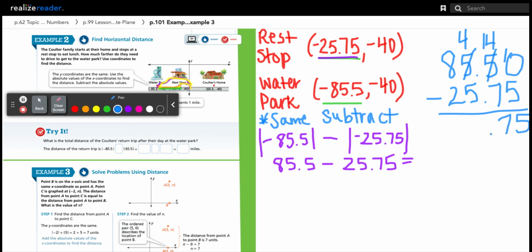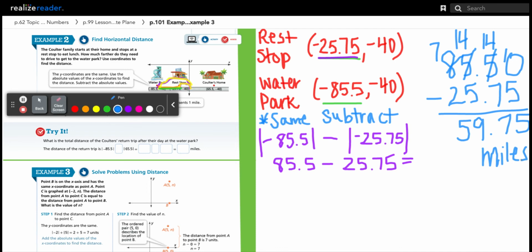Bring down the decimal point. 4 minus 5. Can I do that? Nope. My 8 becomes a 7. My 4 becomes 14. 14 minus 5 is 9. 7 minus 2 is 5. So when I subtract, my answer here would be 59 and 75 hundredths miles is the distance to go.